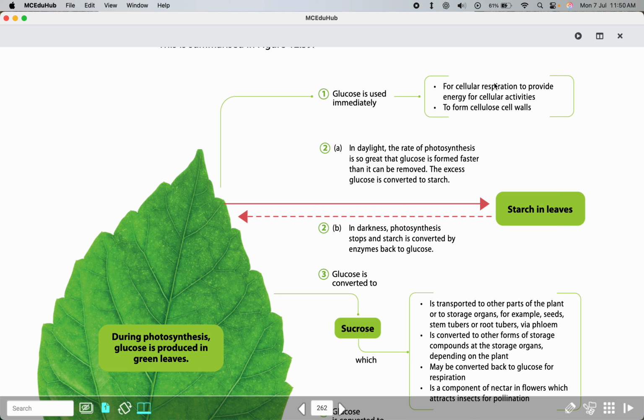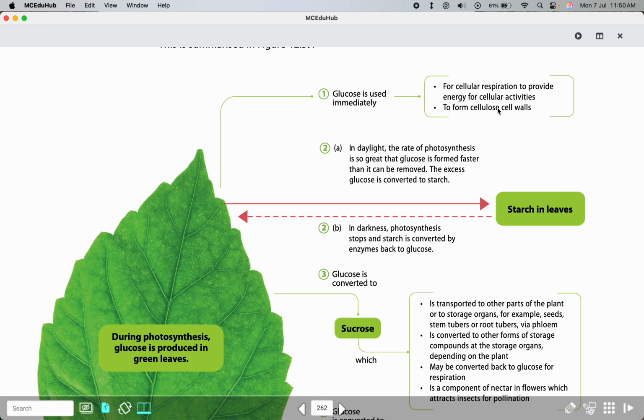Okay, so when we talk about cellular respiration, remember this happens in the mitochondria. This usually involves aerobic respiration. All right, I'm actually not too sure whether plants can do anaerobic respiration. Let's just assume that they cannot. Okay, now glucose can also be used to form the cellulose cell wall.